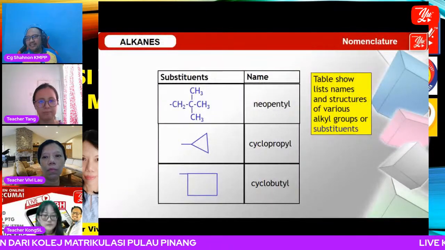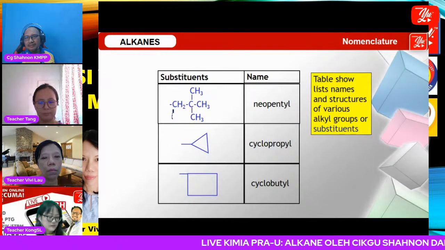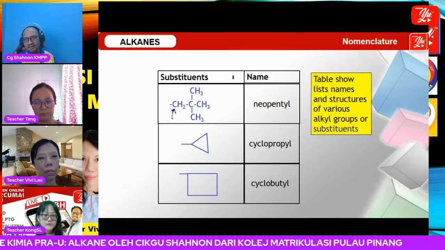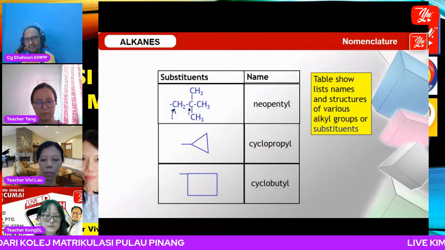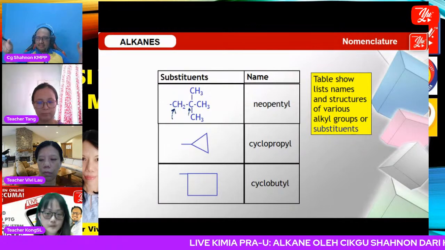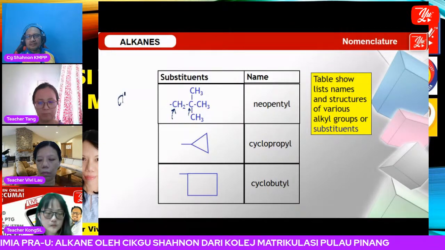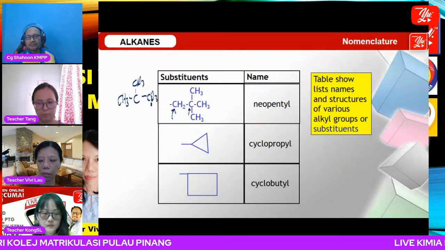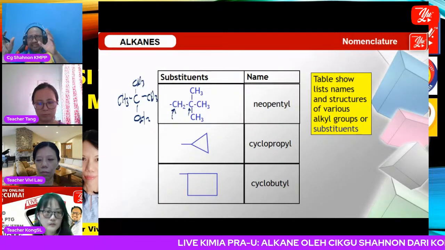We call it neopentyl. This is the carbon that is directly attached to the parent chain, and the carbon here is actually a quaternary carbon. So the name for this is neopentyl. Actually, it comes from this structure: CH3, CH3, CH3, and CH3. The name for this structure is neopentane.